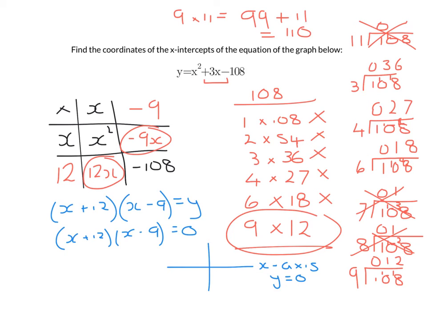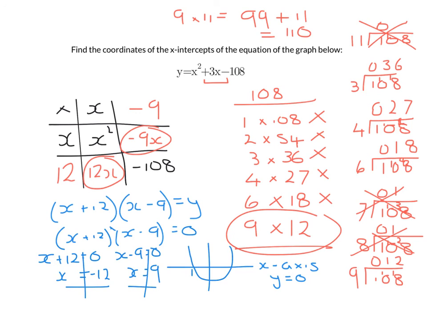So now I've got my little balance method. So I've got two numbers, so this number here times this number here is equal to 0. So either one of those numbers has got to be 0 or both. So either x plus 12 is equal to 0 or x minus 9 is equal to 0. Little balance methods. Take away 12 from both sides, x is minus 12. Add 9 to both sides, x is 9. There's my x-intercepts. If I wanted a little sketch, this point here would be minus 12 and this point here would be 9.